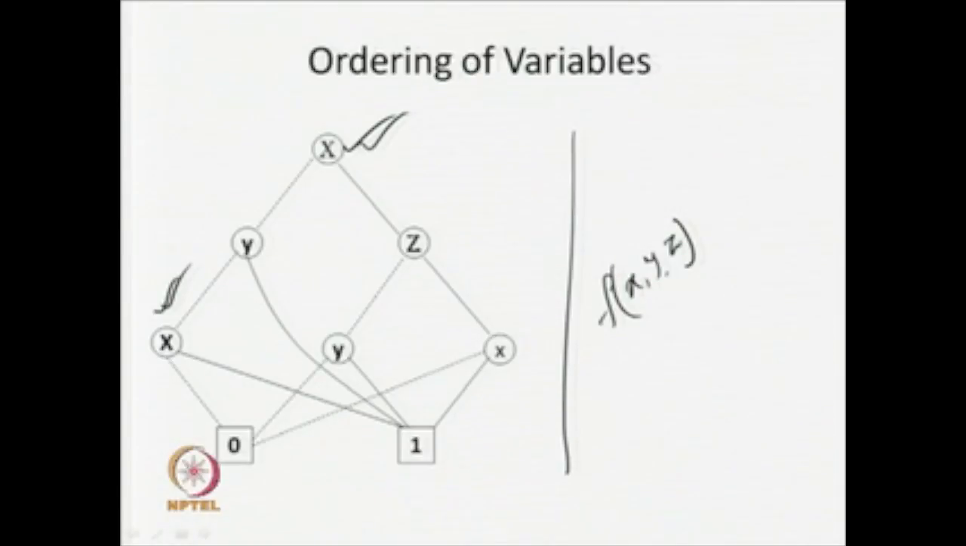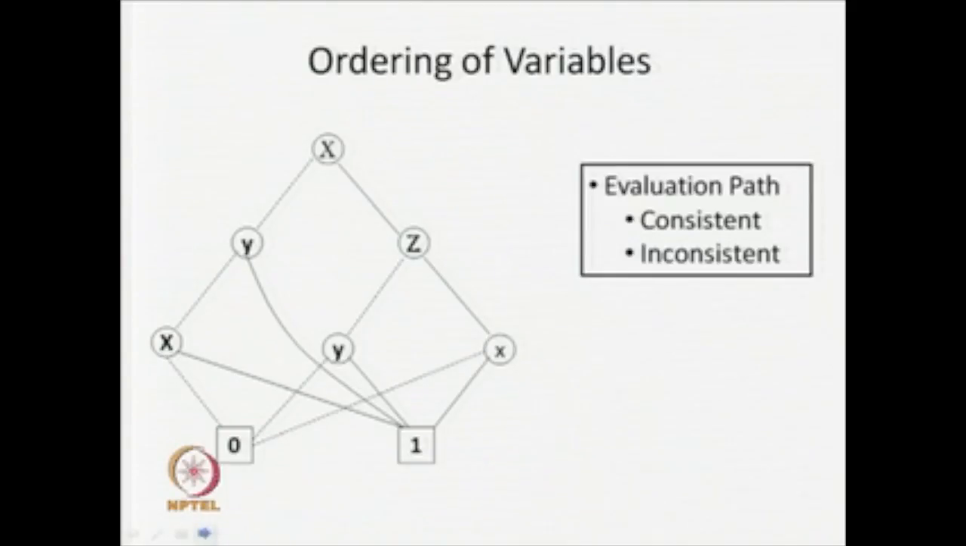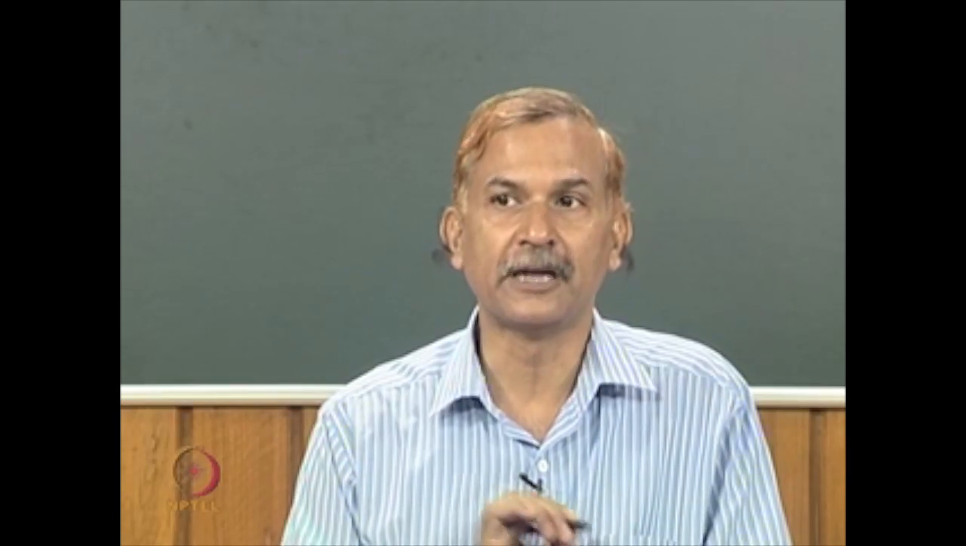Now, by looking at this BDD, we are going to see some problems. We have the notion of a consistent evaluation path and an inconsistent evaluation path. When we draw this BDD, some of the paths may be inconsistent. I will explain why. The valuation of this Boolean function will be done through consistent paths only.